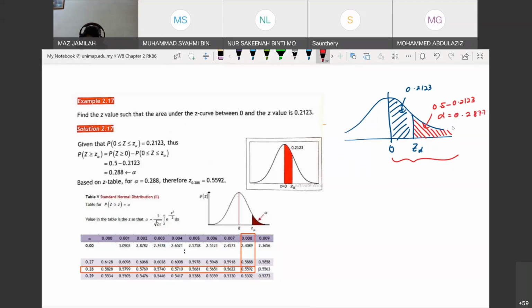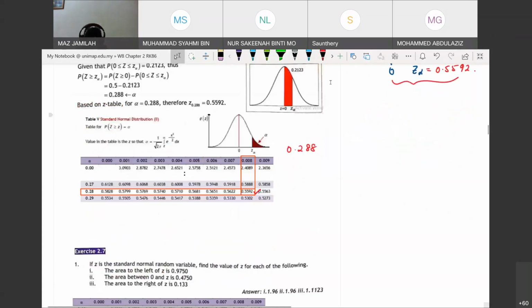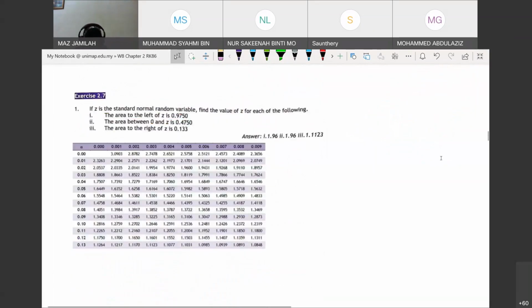So how do you get your z alpha? For alpha 0.2877, or you approximate that to 0.288, you will get z alpha equal to 0.5592. That's why you get the z alpha 0.5592. If you have any question, ask me, okay? Because I will just proceed with the questions.